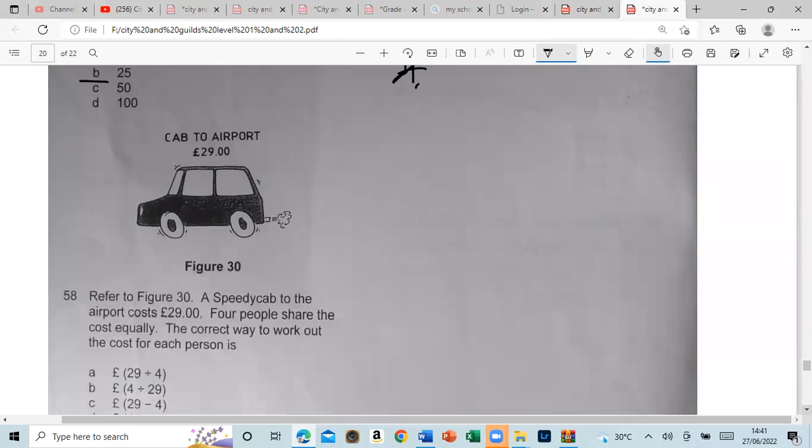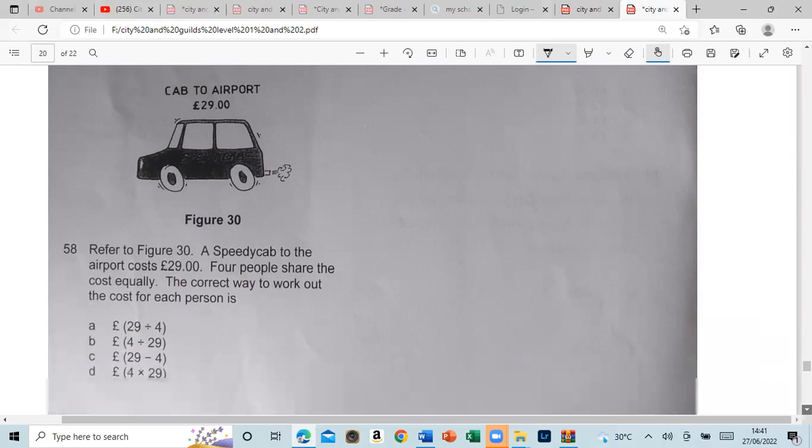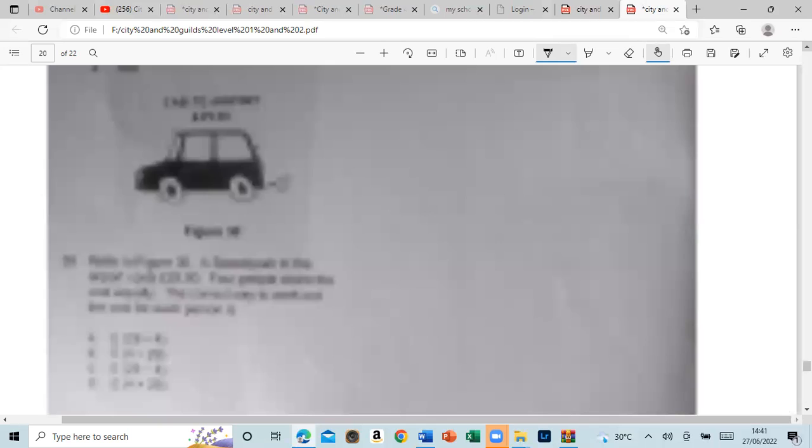The cab to the airport, 29 pounds. A speedy cab to the airport costs 29 pounds. 4 people share the cost equally. The correct way to work out the cost would be A, 29 divided by 4. Guys, this is the foundation of my paper. I'm ready to move on. So I'm to 60. No! Paper short.